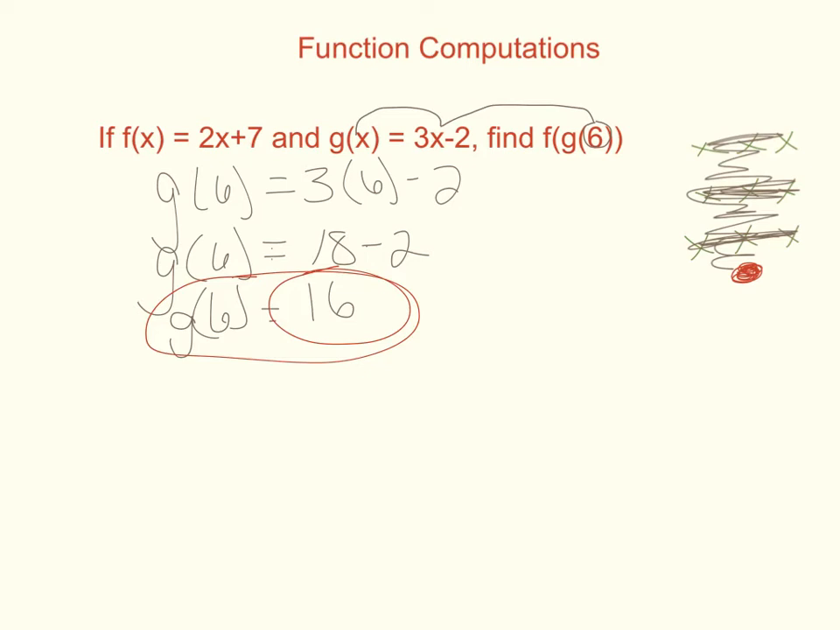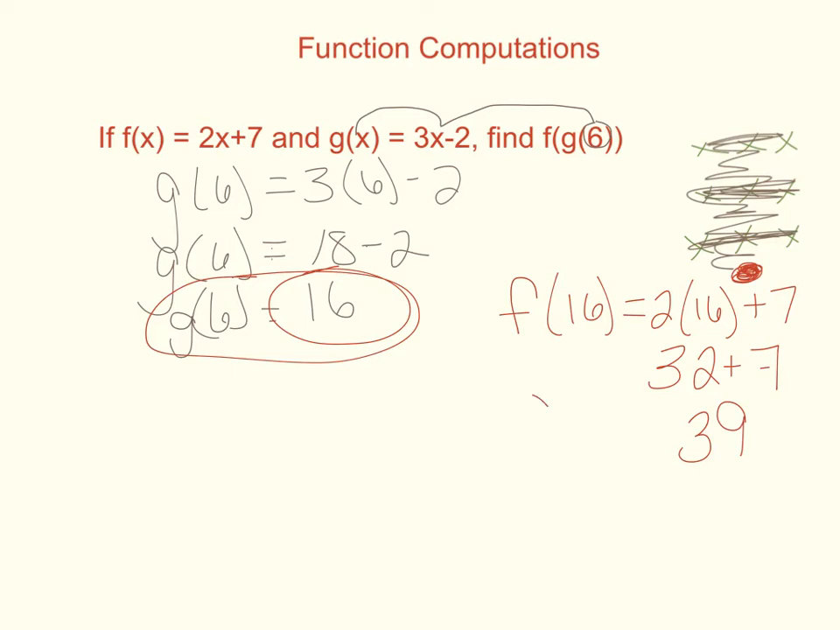It says now, using g of 6, to find f of x. So I'm going to say f of 16 equals 2 times 16 plus 7. 2 times 16 is 32. 32 plus 7 is 39. So f of 16 equals 39. And that is my final answer.